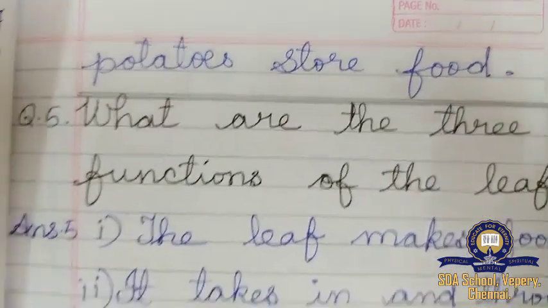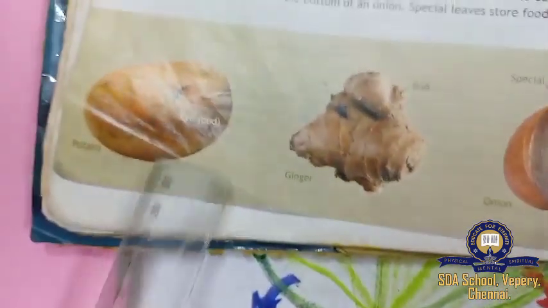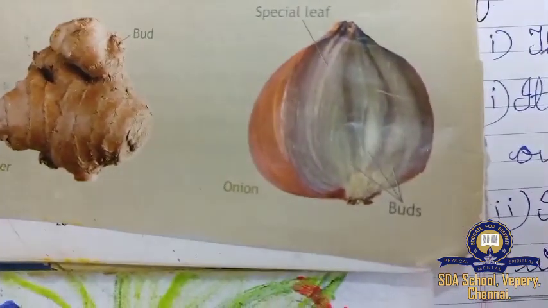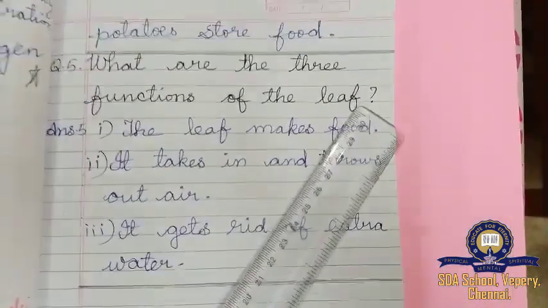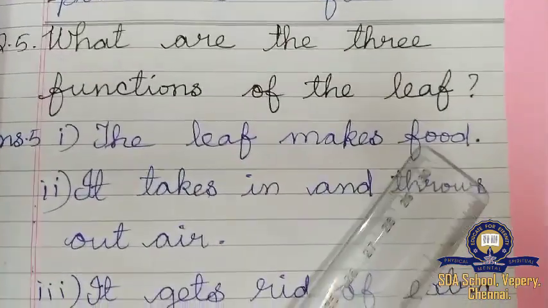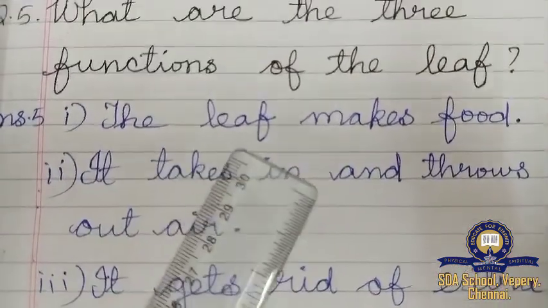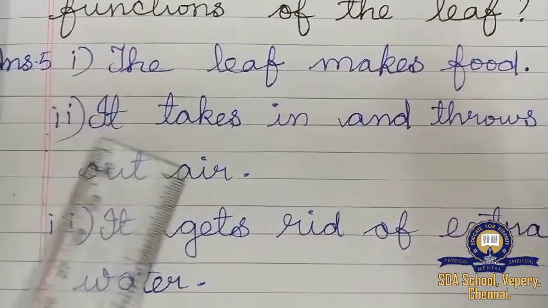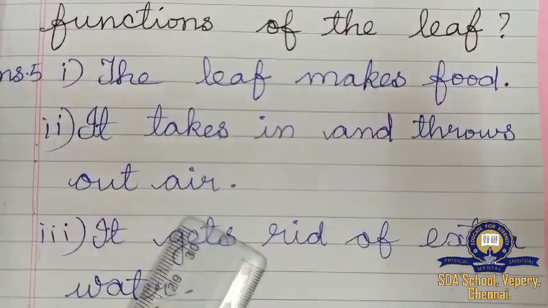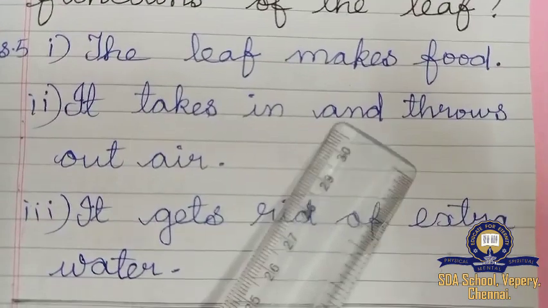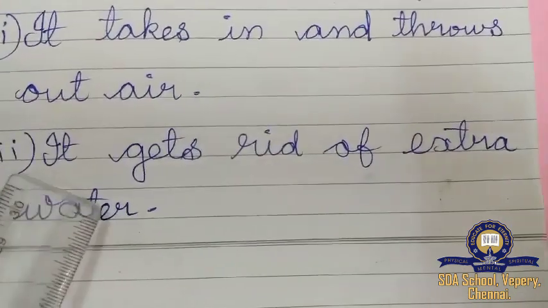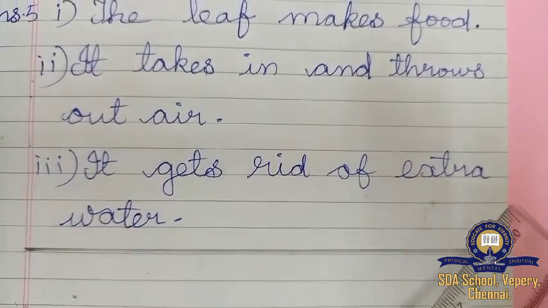You can see the picture of potato and onion. They store food in the stem. Next, what are the three functions of the leaf? The leaf makes food. Then, second work, it takes in and throws out air. Next, it gets rid of extra water.